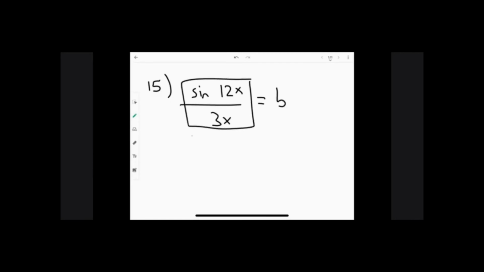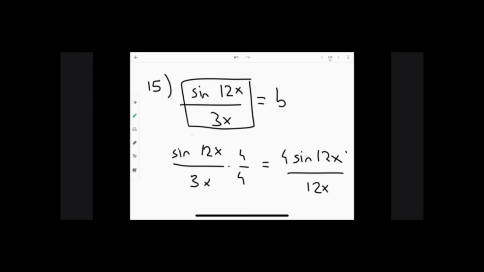Question 15 asks us to find the value of b which makes g of x continuous. So like what we did in question 14, we equate the two, so sine 12x over 3x is equal to b. As we learned before, sine x over x is equal to 1. So we want to make the denominator equal to 12x. We can do that by multiplying the numerator and the denominator by 4. So what we get is 4 sine 12x over 12x is equal to b. Sine 12x over 12x is equal to 1, so it becomes 4 times 1. And so we get that b is equal to 4.